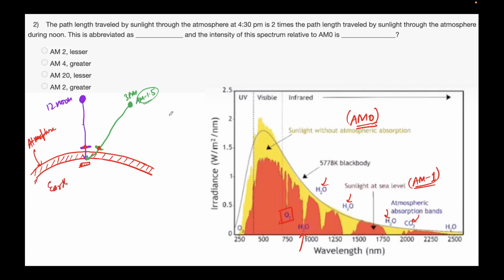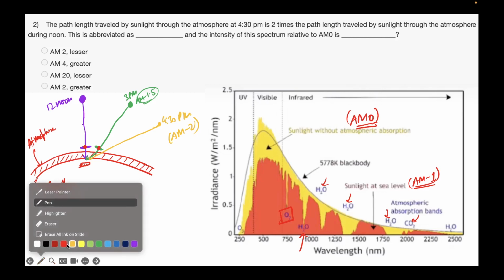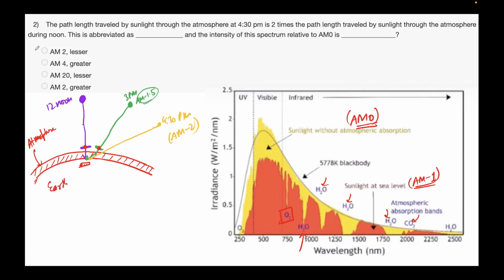At 4:30 p.m. we are over here, and again the light has to reach this solar panel. This is 4:30 p.m. and it's AM2. AM2 essentially means twice the length in the atmosphere. So an orange ray of light travels twice the length in the Earth's atmosphere as the violet ray of light. That's what it means, and this will be abbreviated as AM2.